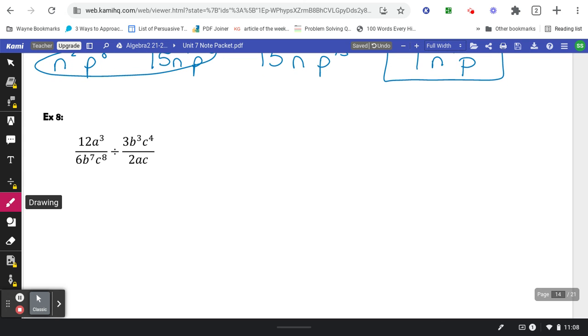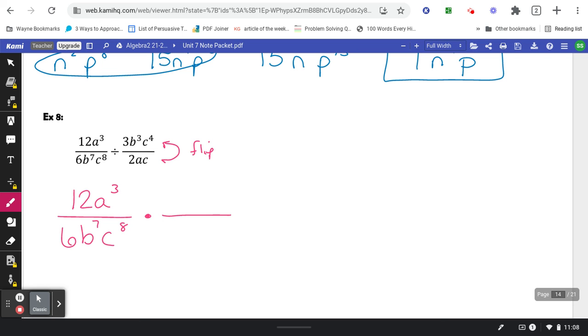All right, our last problem. Flip this last one. First fraction always stays the same. Second fraction, when you're dividing, flips. Notice I added the 1s on the A and the C. Just helps me remember that those are letters that I need to add into the mix.